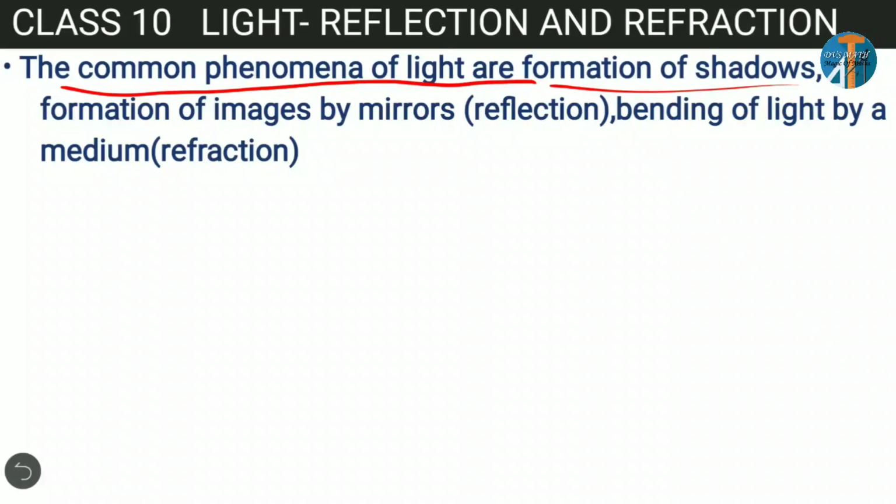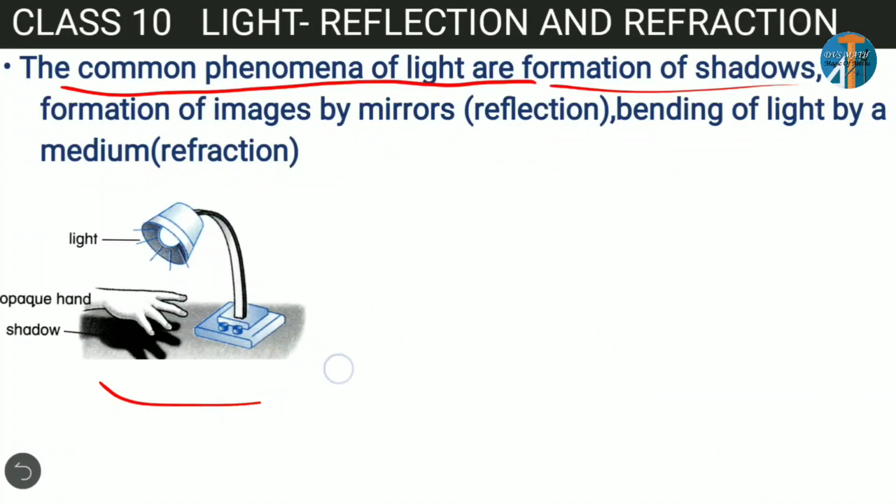If light falls on you, since you are opaque, you form shadows. If you observe like this, this is light, opaque, hand, shadow. So the common phenomenon is the formation of shadows that you learnt in lower classes. Now we are not recalling it, I am just talking about the main phenomena that we learned.